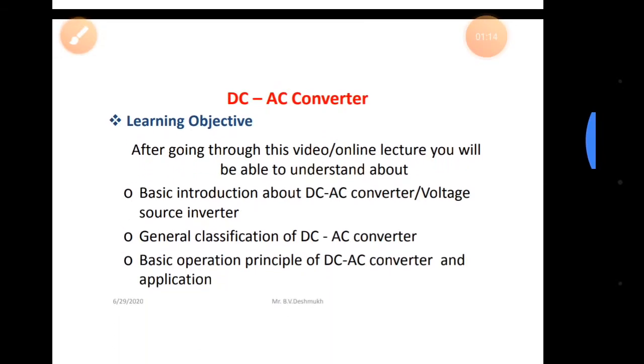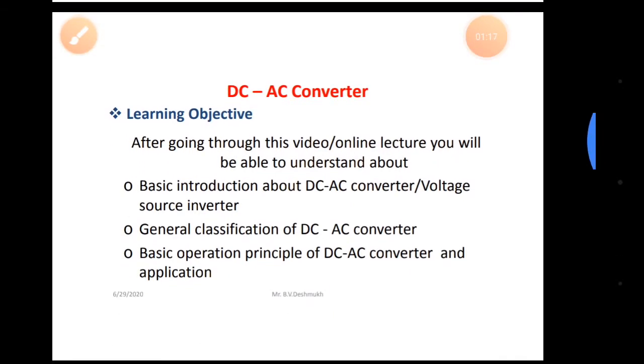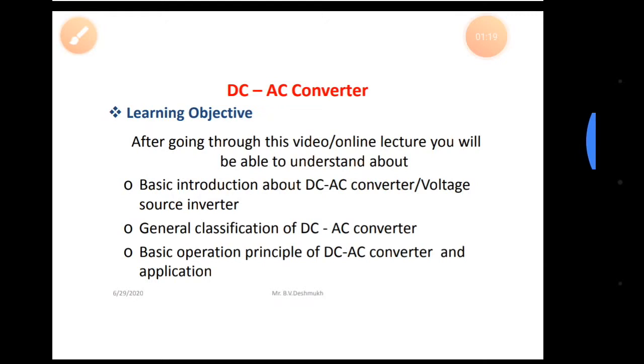This is our learning objective about DC to AC converter. After going through this video or online lecture, you will be able to understand the basic introduction to DC to AC converters or inverters, the general classifications of DC to AC inverters, the basic operating principle of DC to AC converter and their applications, and how to convert DC supply into AC supply.